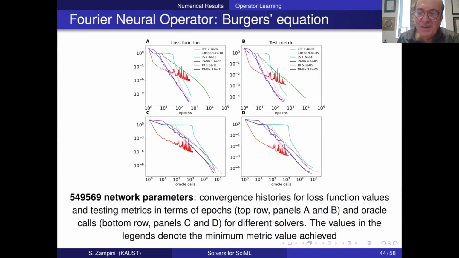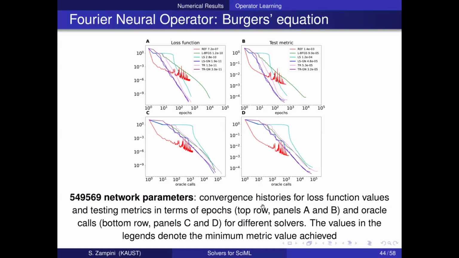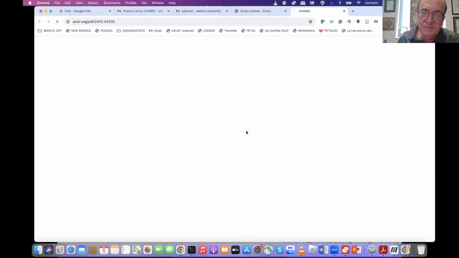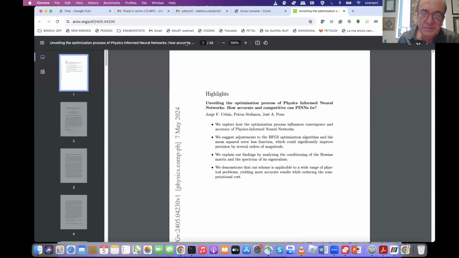I don't know if Elham found it. Elham, did you find it? It disappeared. She will probably find it. I think that Elham put a link. Yes, could you see that? Yeah, Jorge Urban. Urban, yes. Okay, I got it.